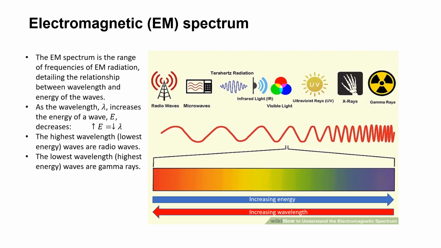And what's quite important to note here, as you can see on this diagram, is that when we expand out the visible light, we have red light towards the higher wavelength, lower energy side, and we have blue/violet towards the lower wavelength, higher energy side. And I'll discuss that briefly on the next slide.